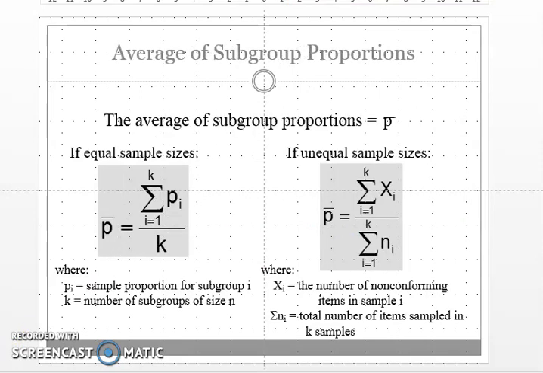Here the average formula is given. The average subgroup proportion is P bar, and if equal sample sizes are there, then P bar is equal to the summation of Pi, i equal to 1 to k, and whole divided by k. If the sample sizes are unequal, then you have to use this formula, where xi is the number of non-conforming items in sample i. With an example you will understand these things better.